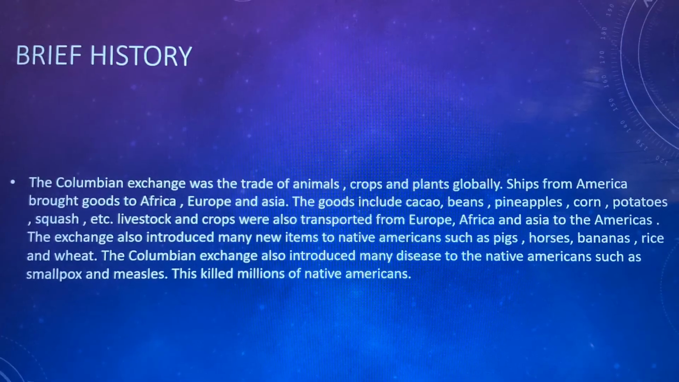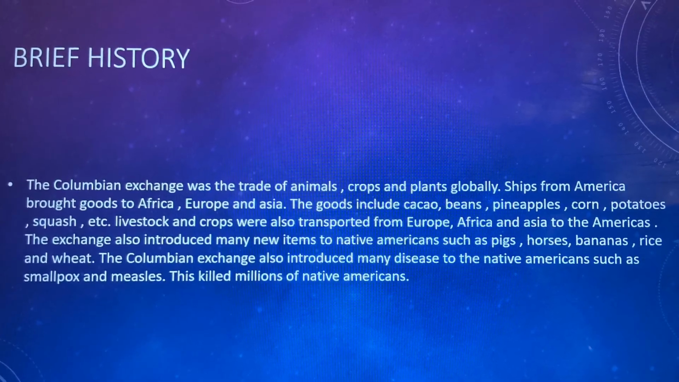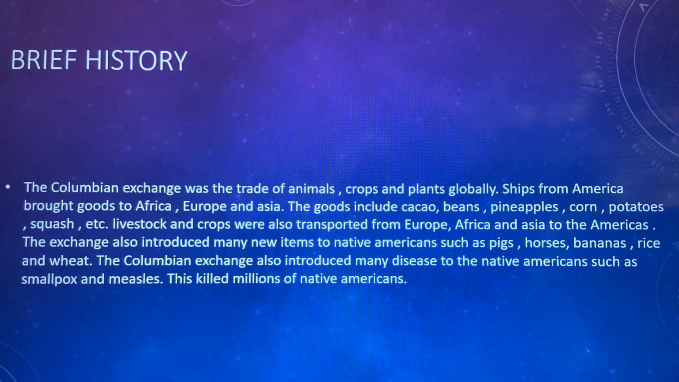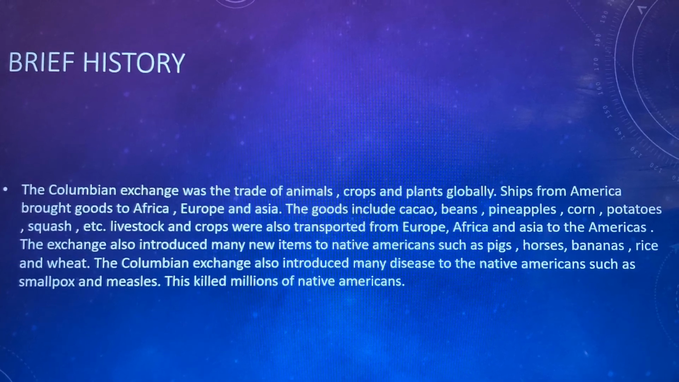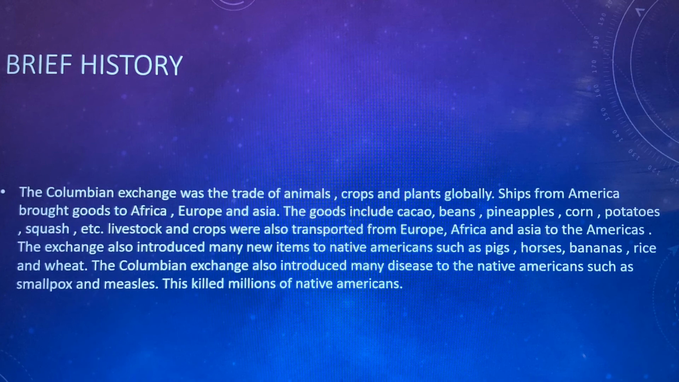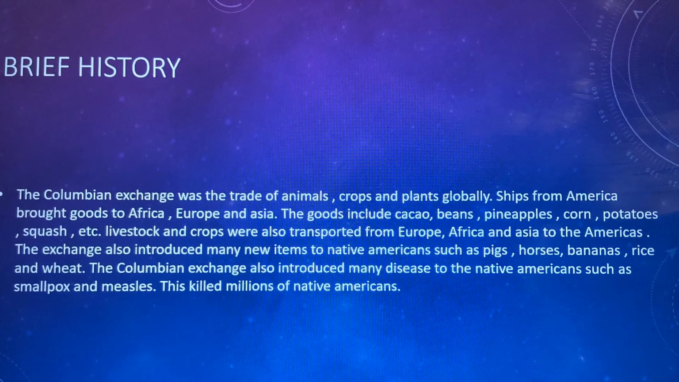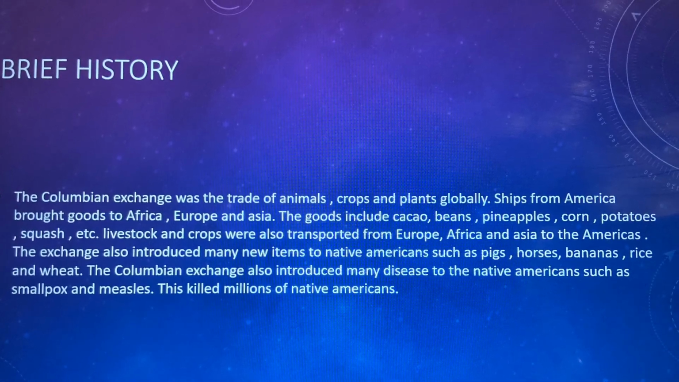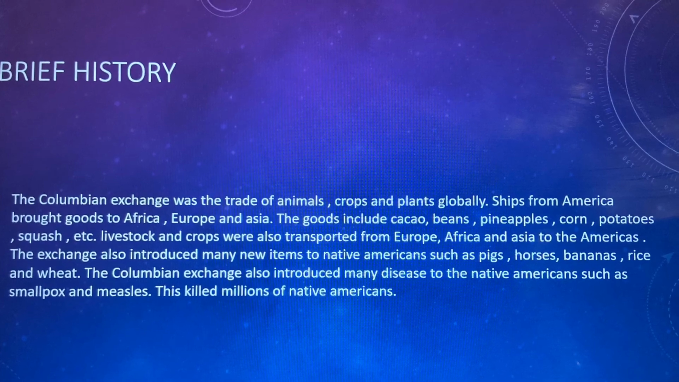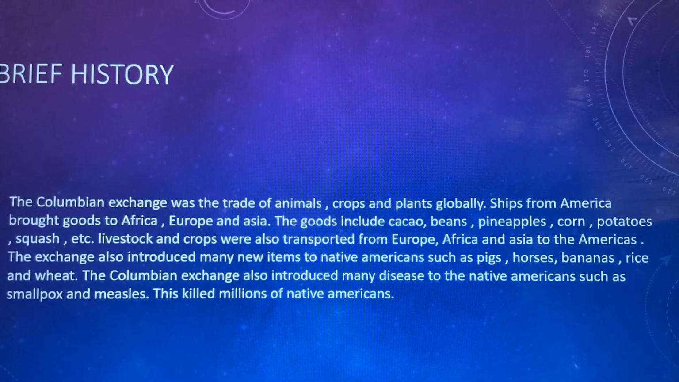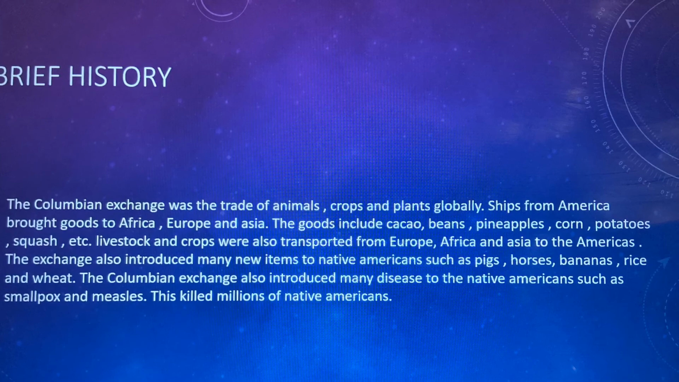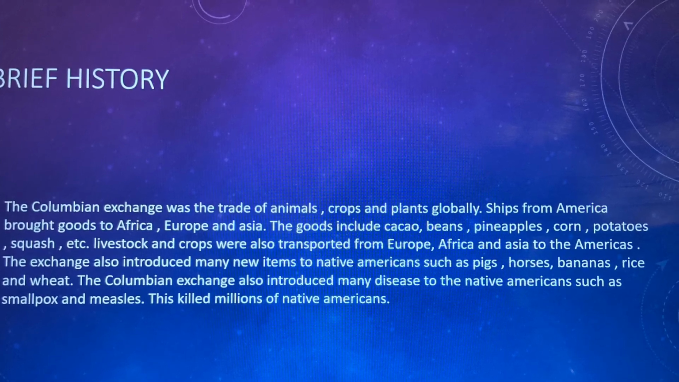Brief history. The Columbian Exchange was the trade of animals, crops, and plants globally. Ships from America brought goods to Africa, Europe, and Asia. The goods include cacao, beans, pineapples, corn, potatoes, squash, etc. Livestock and crops were also transported from Europe, Africa, and Asia to the Americas.